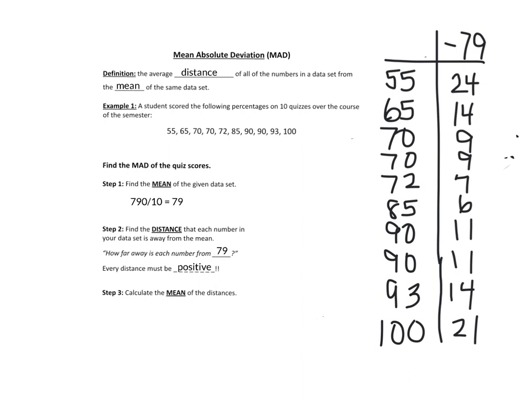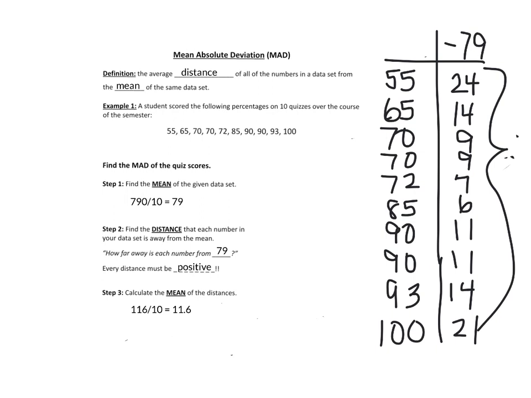So now that I have all the distances, the next thing I need to do is calculate the mean of these distances. To do that, I'm going to add these 10 numbers up and divide them by 10. When I added all those numbers up, I got 116. So the sum of those distances is 116. I divided that by 10 and I got 11.6.